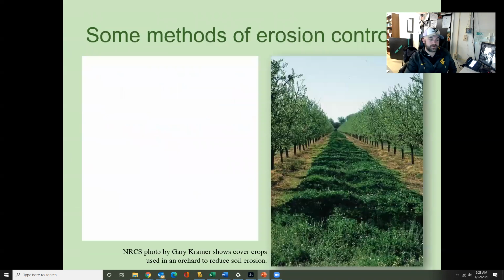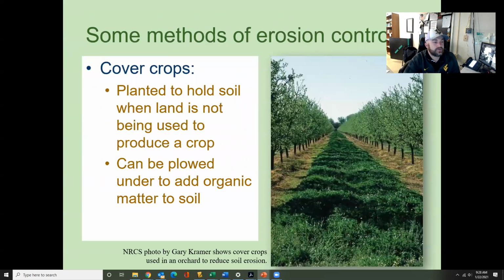Some examples of erosion control. You have cover crops planted to hold soil when land is not being used to produce a crop and can be plowed under to add organic matter to soil. So whenever you plant these crops in, at the end of that, you're going to till this stuff up and let it sit, because all that stuff on top is going to filter down into that soil bed.